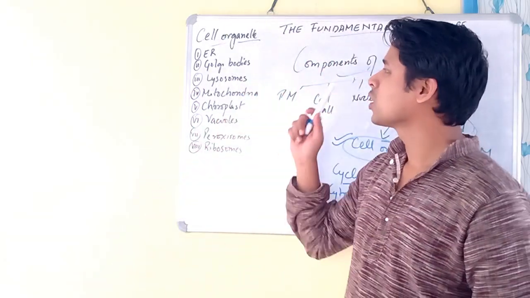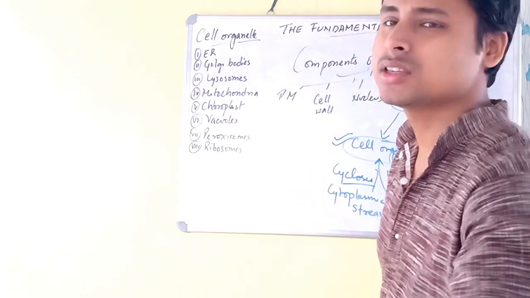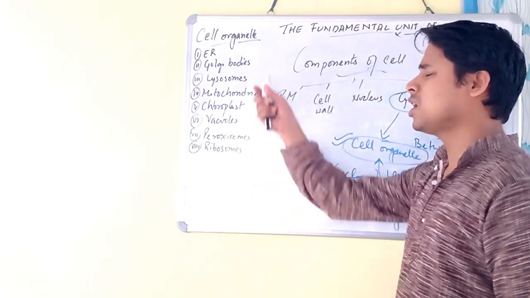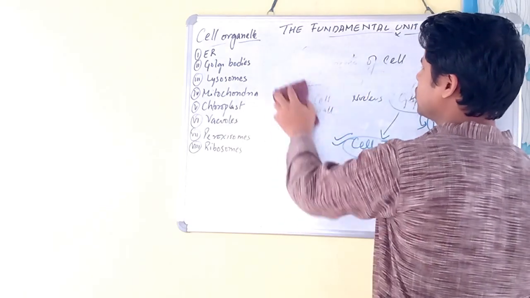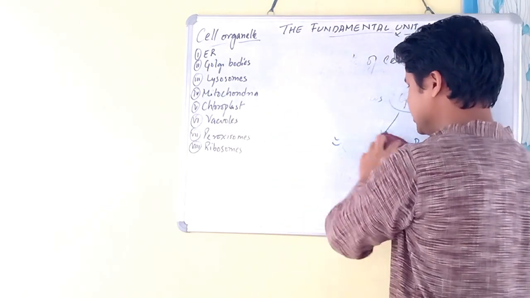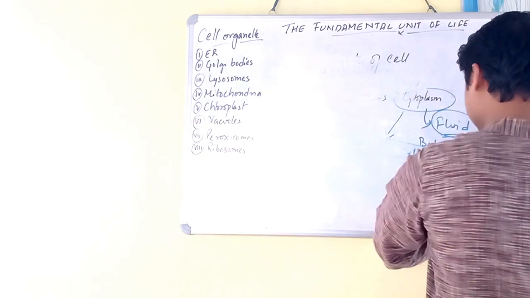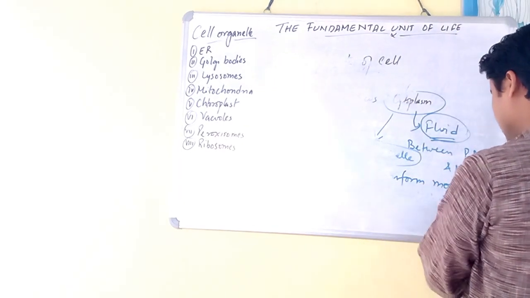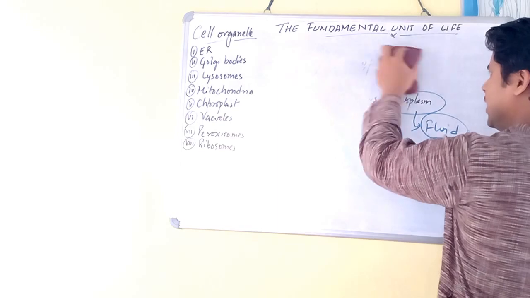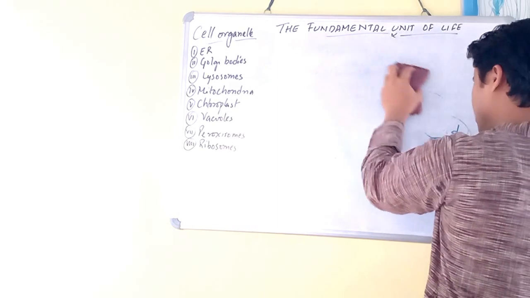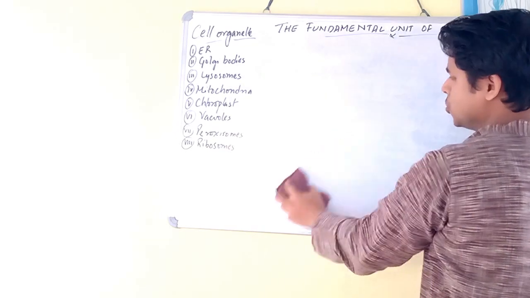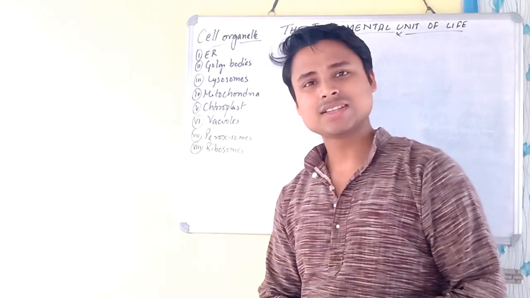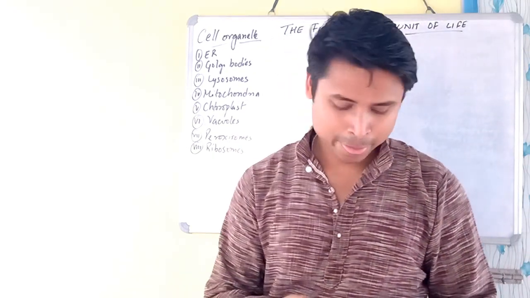As you can see here, I have mentioned different cell organelles: ER, endoplasmic reticulum, Golgi bodies, lysosome, mitochondria. So there are different cell organelles I have written here. Out of which we will discuss a few of the cell organelles, their structure, and what functions they do, right? So let's start with the cell organelles.